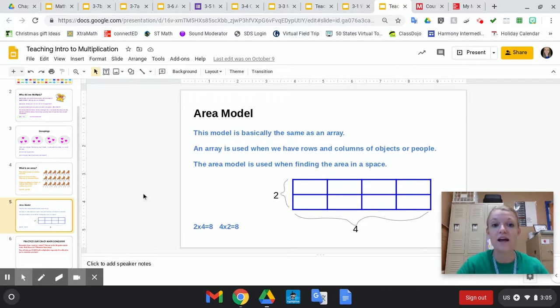The next one was the area model, so figuring out how much space is in a room or a certain area. So by looking at this area model, we can see there's 2 rows and 4 columns. Again, it's very similar to an array, but this is just dealing with space, not with objects or people or things. And so in our area model, we can say, well, there's 2 rows, 4 columns, and 2 times 4 is 8. So that's how I can figure out how much area there is in that space.